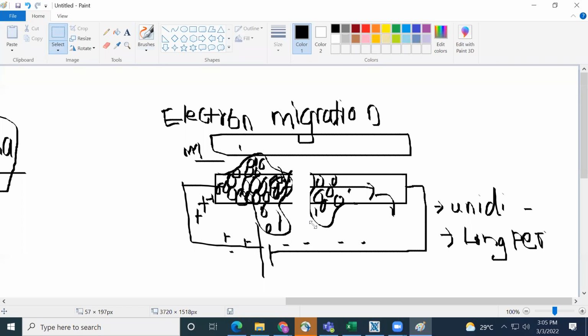This is over a long period, so they have seen. So how to define it? When a continuous DC voltage, or unidirectional voltage, is applied across a metal for a longer period of time, due to this a short or open circuit happens.